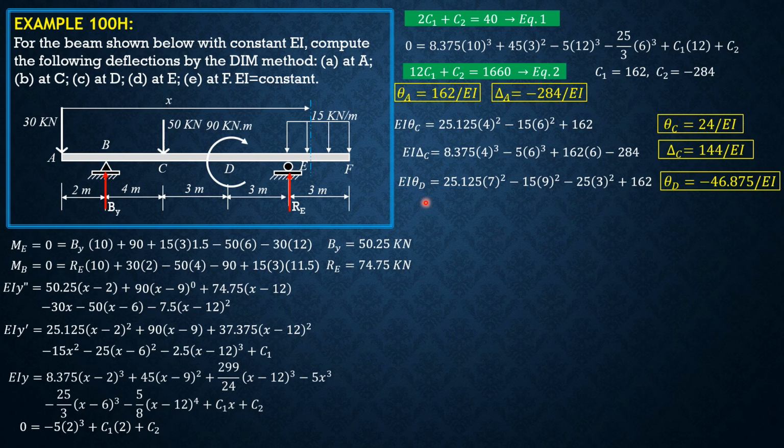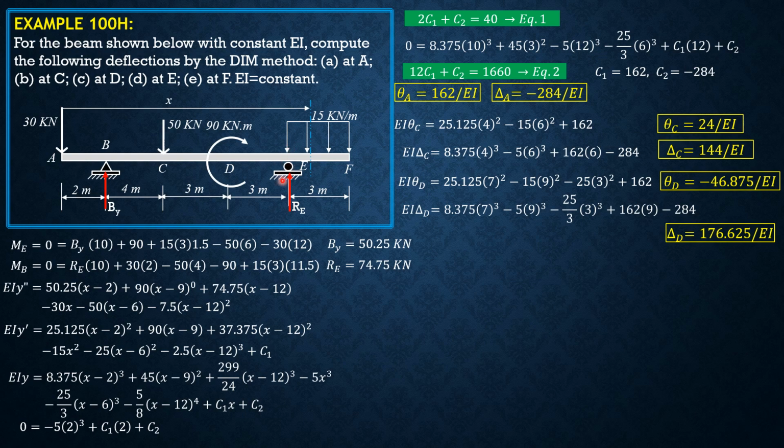Then delta D. Here x is 9, EI delta D equals 8.375 times 7 cubed, minus 5 times 9 cubed, minus 25 over 3 times 3 cubed, plus 162 times 9 plus C sub 2, which is negative 284. So delta D can now be computed, and is equal to 176.625.